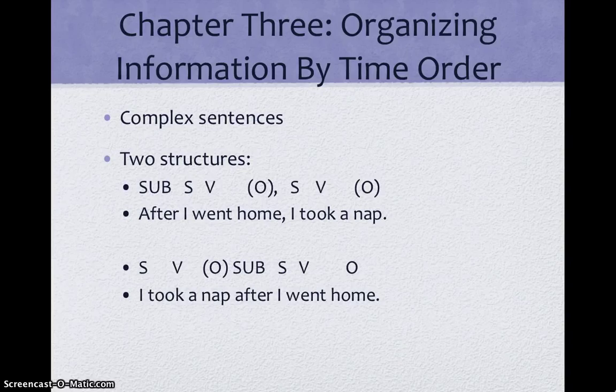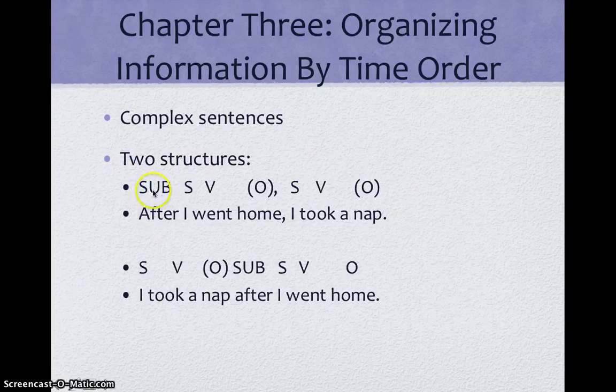Chapter 3 also discussed complex sentences. And remember, a complex sentence has 2 parts: an independent clause, which is a subject verb that can stand alone by itself, and a dependent clause, which contains something called a subordinating conjunction. Now, we talked about 2 different structures. We talked about a subordinating conjunction at the beginning, followed by a verb and an object with a comma, and then followed by an independent clause, a subject and a verb, looking at example number 1. So, after I went home, I took a nap.